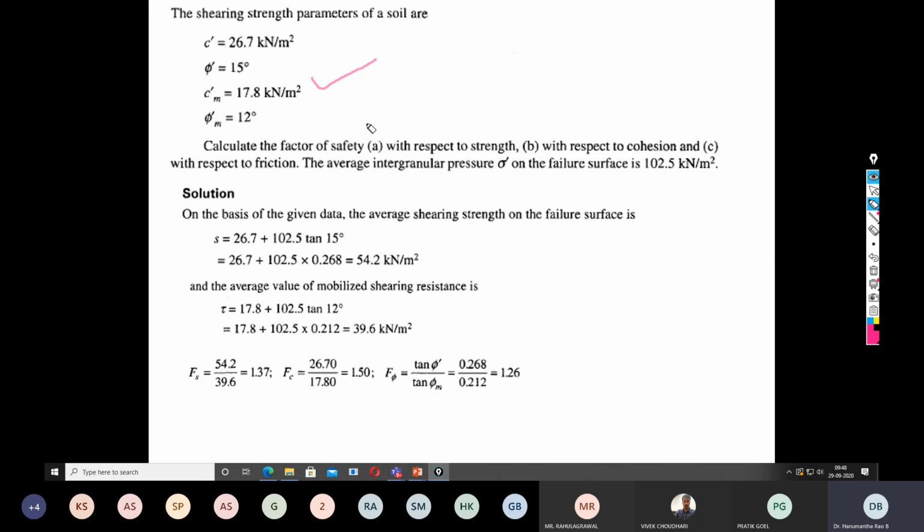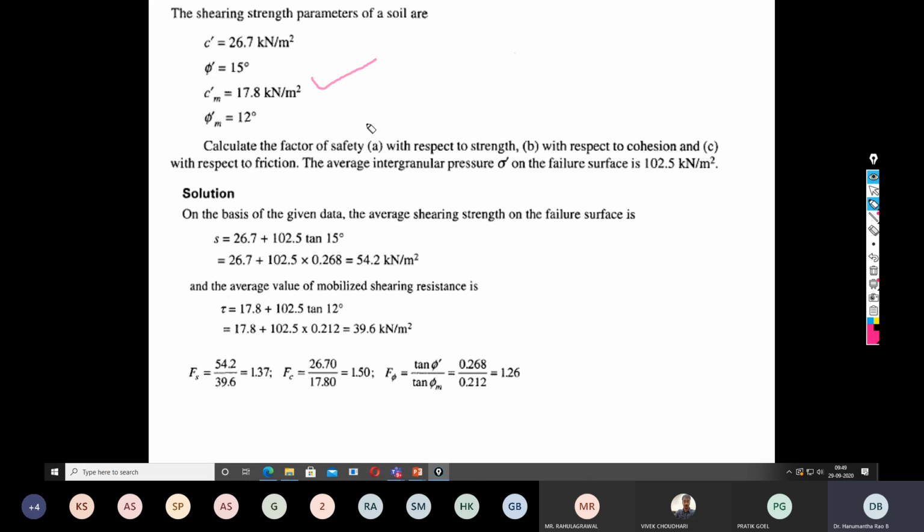But when the shear stress reaches 12 degrees in terms of friction and 17.8 in terms of cohesion, then the particles start moving. That is called mobilizing. Mobilization just starts. But when mobilization starts, the values will not remain only at 17.8 and 12.